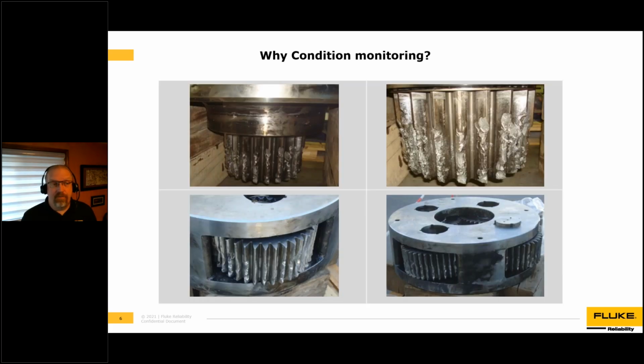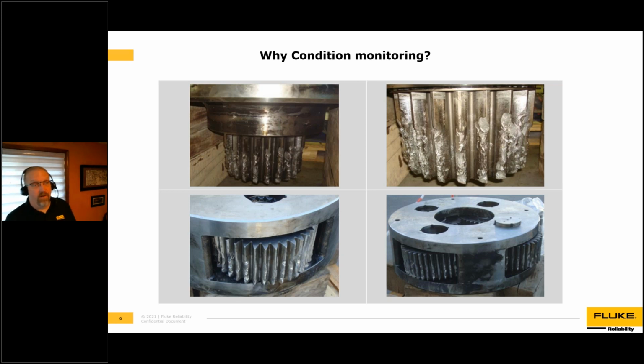Why? Well, because things like this. This is a planetary gearbox, or was a planetary gearbox, where the sun and planetary either ingested something or something went wrong inside the box and it chewed on it for a little while. Ended up with catastrophic damage.